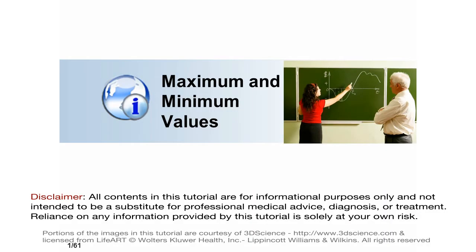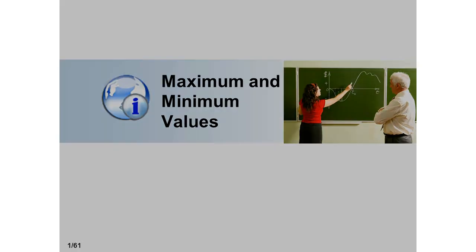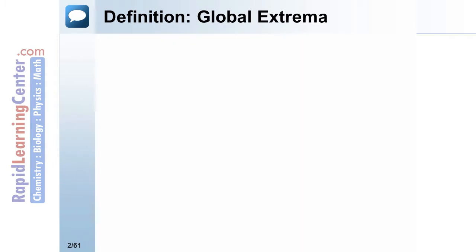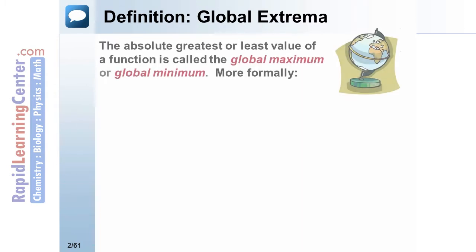Let's discuss maximum and minimum values. Let's start with the definition of global extrema. The absolute greatest or least value of a function is called its global maximum or its global minimum.